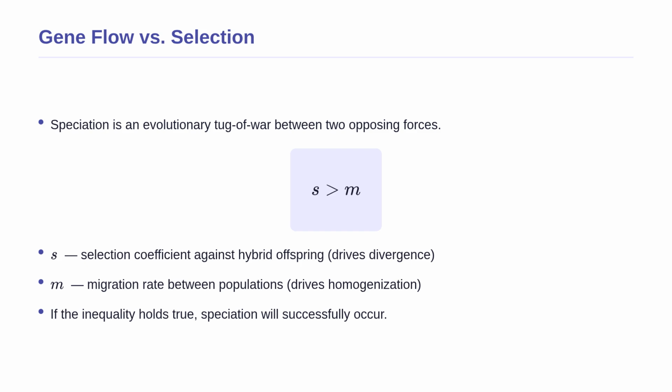Here, the symbol S represents the selection coefficient. This is the evolutionary pressure from the environment making the two populations different from one another. The symbol M represents the migration rate, which is the proportion of individuals moving between populations and mixing their genes back together. If S increases, divergence wins. If M increases, the populations blend back together. Speciation only happens when selection is strictly greater than migration.